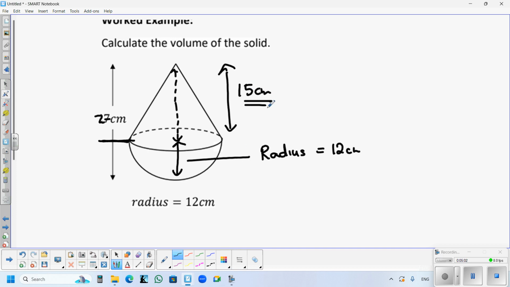Now, the question's done exactly the same. We know the radius. So there's the radius there. If you think of that as a three-dimensional shape, to get the height of the cone, take the radius away, and it leaves you 15. But everything else is done exactly the same way.